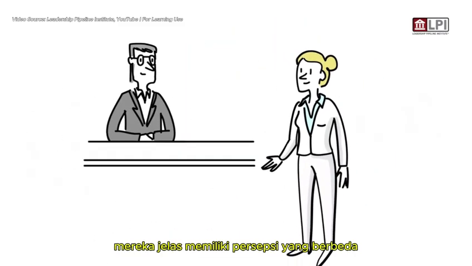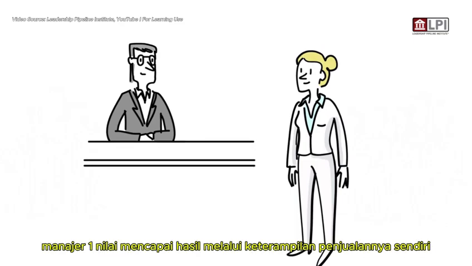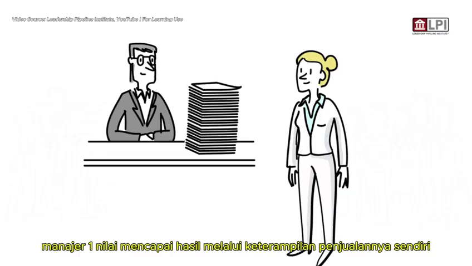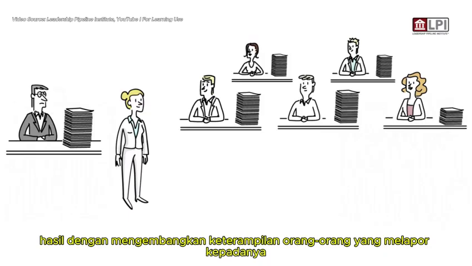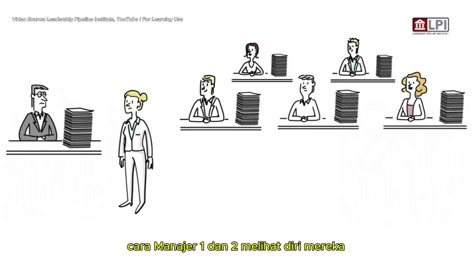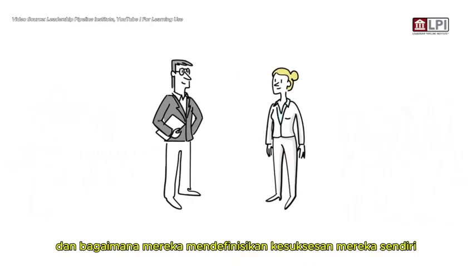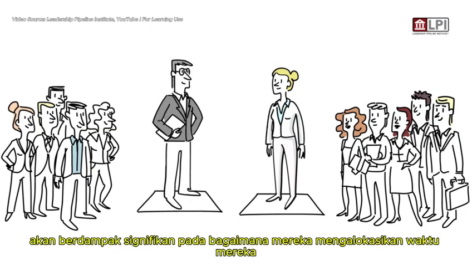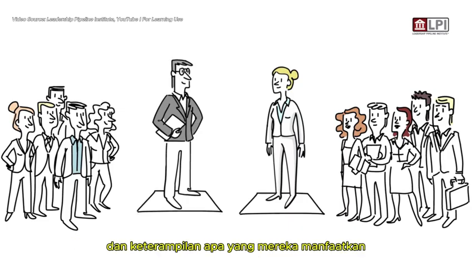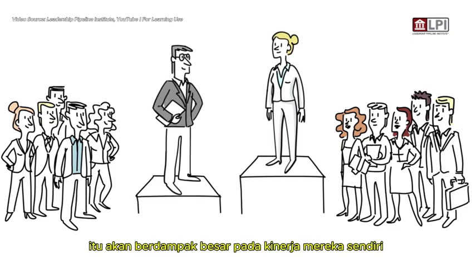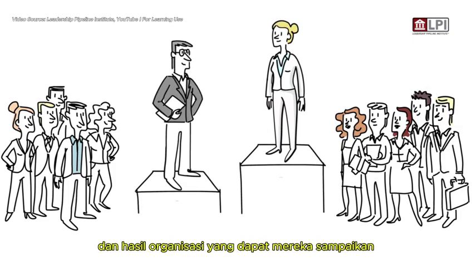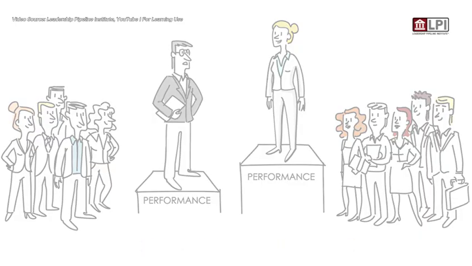What is the difference between the 2 managers? They clearly have different perceptions of the job they are expected to do and how they add value. Manager 1 values achieving results through his own sales skills, and Manager 2 values achieving results by developing the skills of the people reporting to her. The way that Manager 1 and 2 see themselves and what they believe is important and how they define their own success will have a significant impact on how they allocate their time and what skills they utilize. At the end of the day, it will have a profound impact on their own performance, the performance of their team, and the organizational results they can deliver.